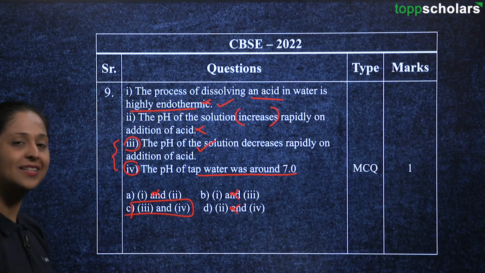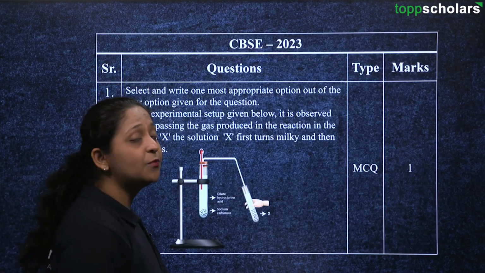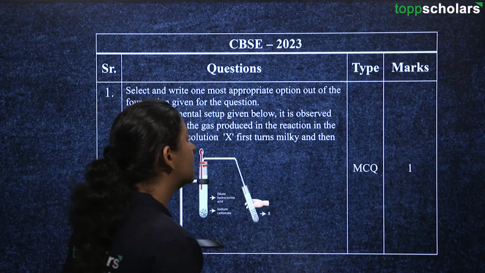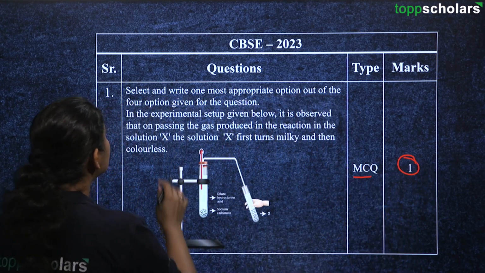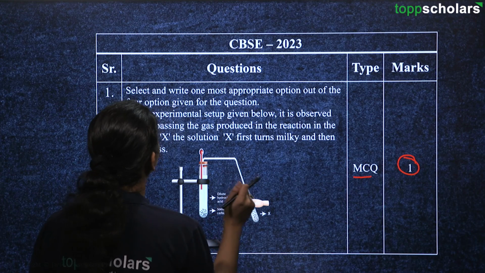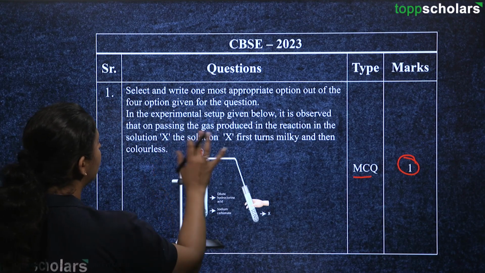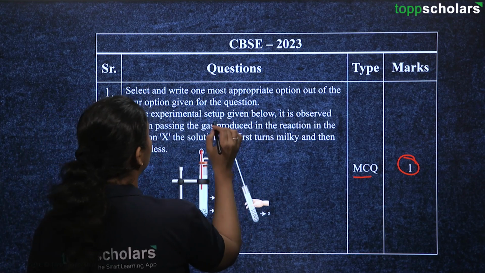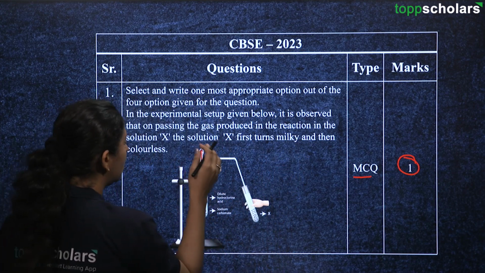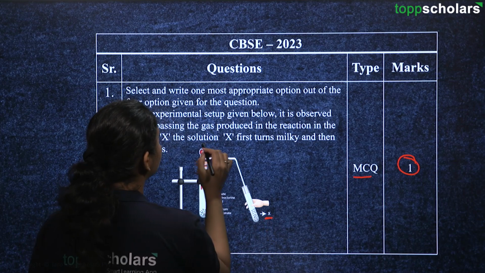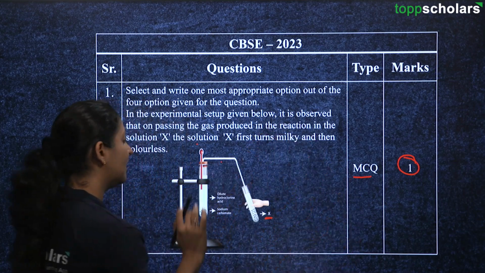and your correct answer comes out to be option C. Now students, we are solving a very recent year paper, that is your 2023 multiple choice question giving you 1 mark for this one. Select and write the most appropriate option out of the 4 given. In this experimental setup, you can see that passing the gas produced in the reaction into the solution X, the solution X first turns milky and then colorless.